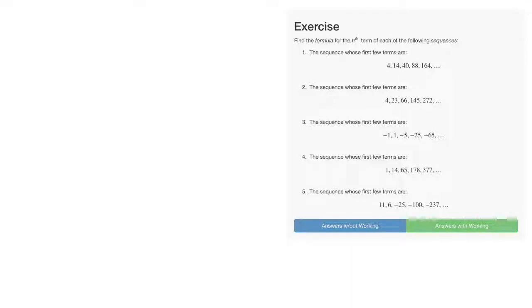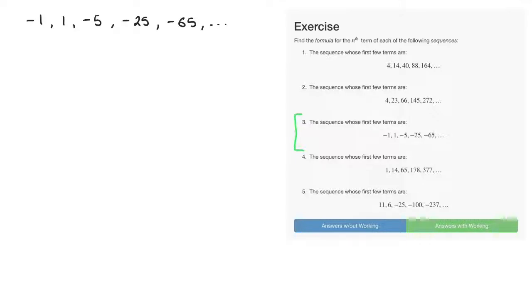We now correct the third question, that's this one here, and the first thing I'll do is copy out the first few terms that were given, which are -1, 1, -5, -25, -65, and so on. And we're asked to find the formula for the nth term of this sequence.